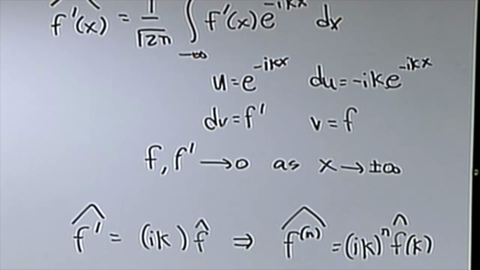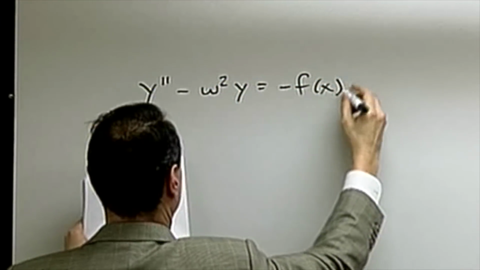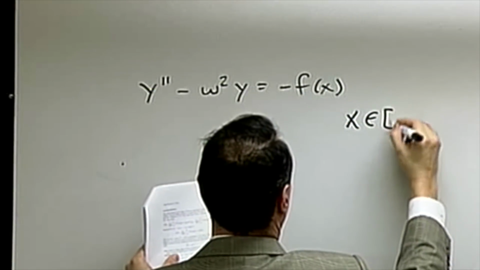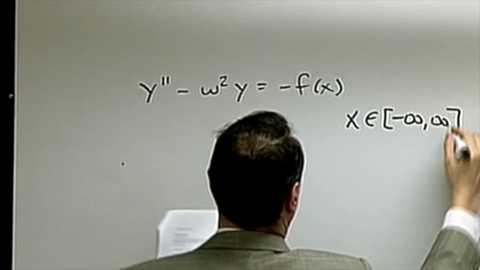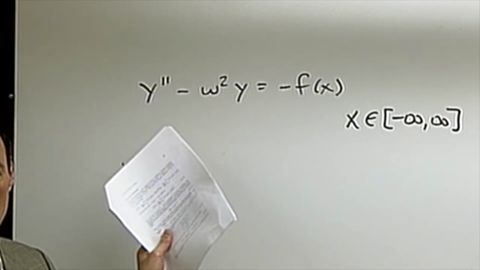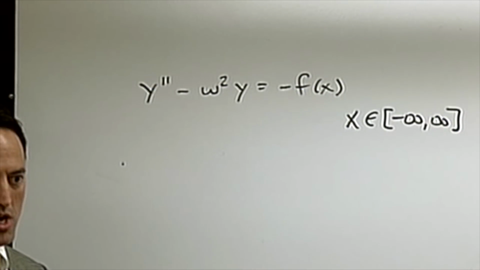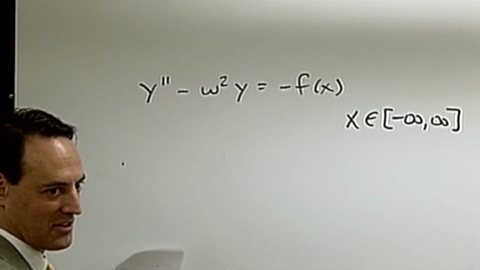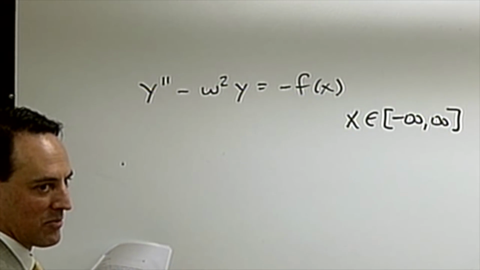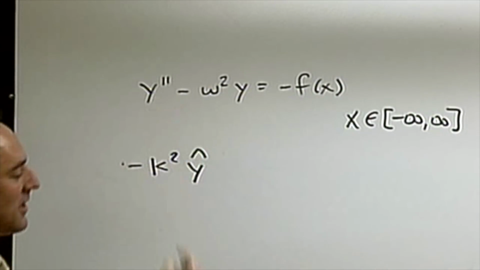y double prime minus omega squared y is equal to minus some function f of x on the domain negative infinity to infinity. I can Fourier transform it. The Fourier transform of two derivatives pops out an ik squared. i squared is negative 1, so that's negative k squared. Good. See how fast I was with that calculation? I just did it right in my head. Okay, that's what that becomes.